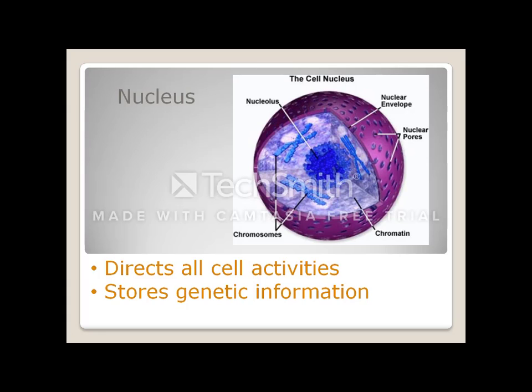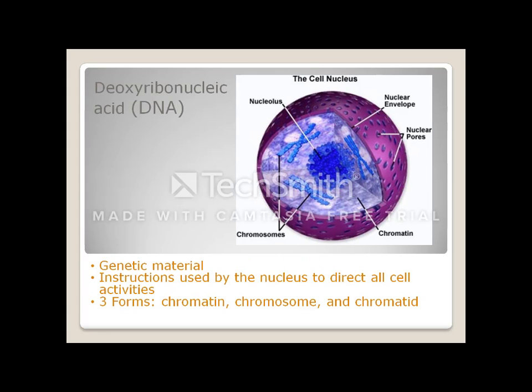The job of the nucleus is to direct all cell activities. It does this by using information called genetic information. This genetic information is referred to as deoxyribonucleic acid, in short, DNA. It comes in three forms: chromatin, which floats freely in the nucleoplasm, chromosomes, which are the X-looking structures you see here, and chromatids, which is half of that chromosome.